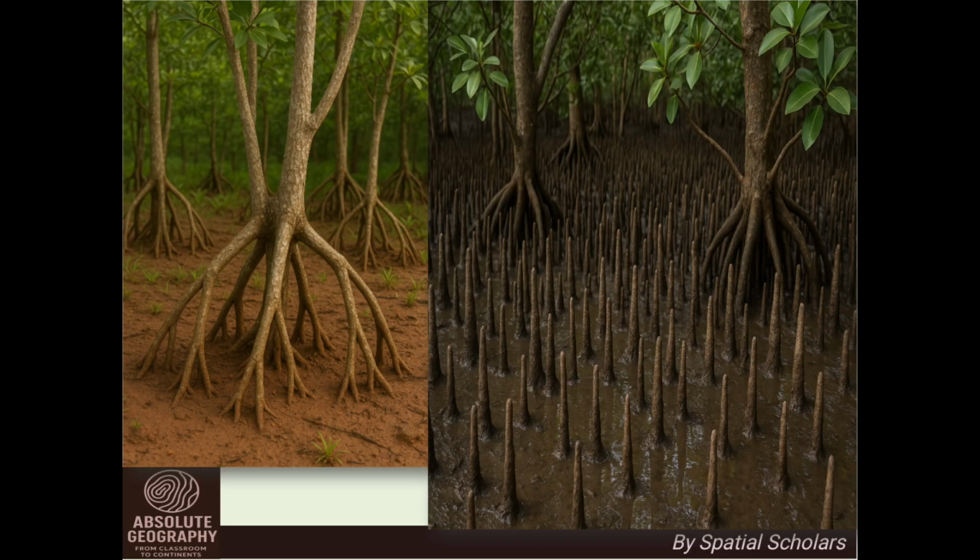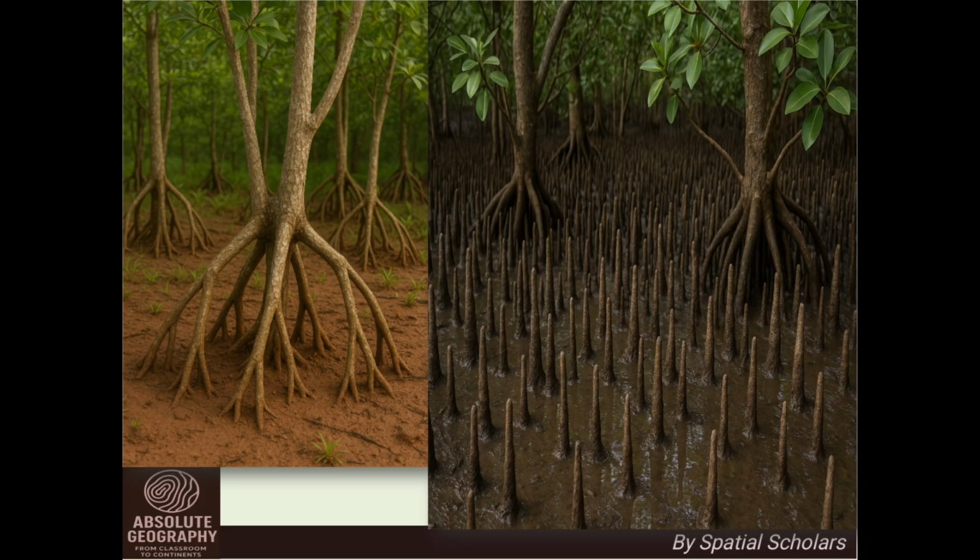Stilt roots, they grow from the trunk and sometimes from the branches and extend downward into the mud. They act like supporting pillars and help the tree stand firmly in the soft, waterlogged soil. The second type is breathing roots or pneumatophores. These roots grow upwards and come out of the mud like small tubes. Since the soil has very little oxygen, these roots help the plant breathe by absorbing oxygen directly from the air.